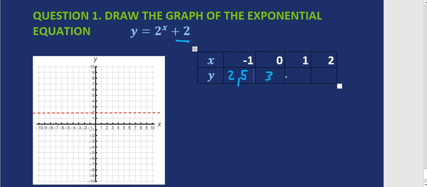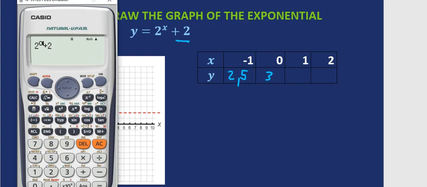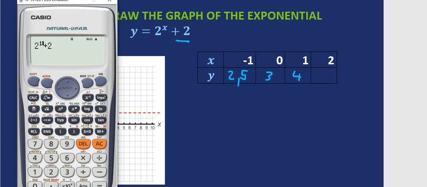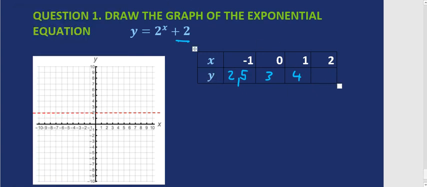And if we substitute 1, we get a value of 4. If we substitute 2, we get a value of 6. All right, so let's plot those coordinate points. x is -1, y is 2.5. That would be the point over there. x is 0, y is 3. Let's try to get that right. -1 and 2.5, it's between 2 and 3. It's that point over there.